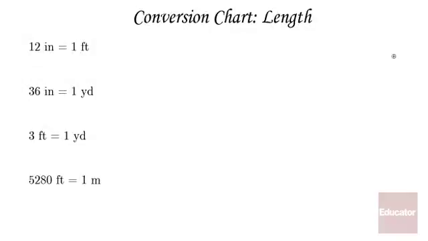Here are some important conversion factors to remember for length. 12 inches equals 1 foot, 36 inches equals 1 yard, 3 feet equals 1 yard, and 5,280 feet equals 1 mile.